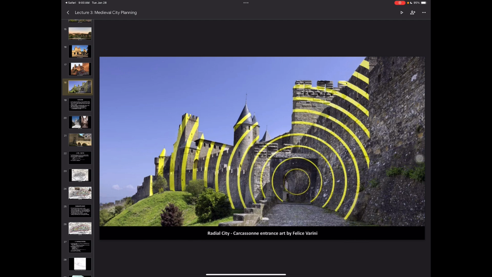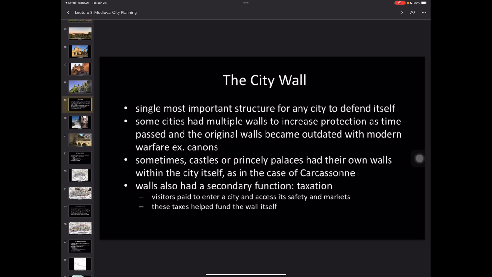All right. So the city wall, right? We already talked about it briefly, but it is, again, the single most important structure for any city to defend itself. Some cities, as you saw with Carcassonne, do have multiple walls, right? So they have a first ring that maybe does become a little bit outdated or maybe begins to erode over time, and so they build a secondary city wall.